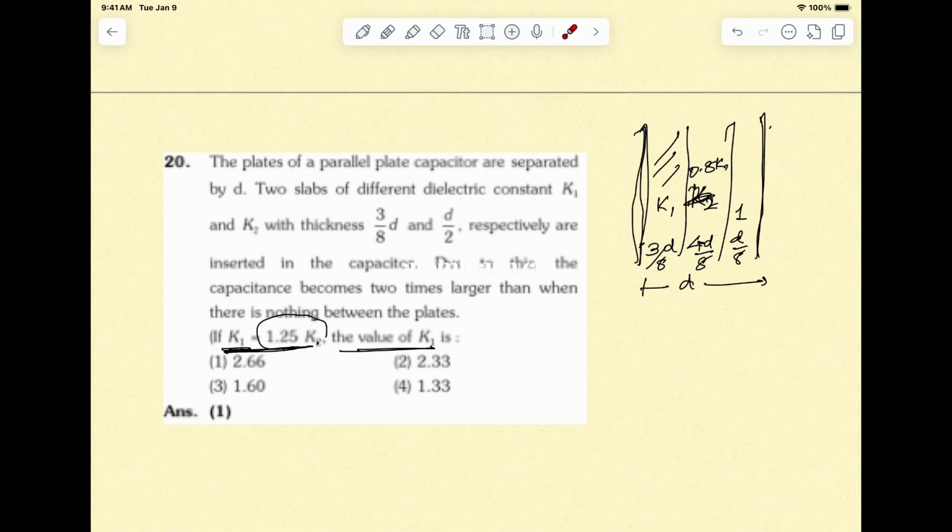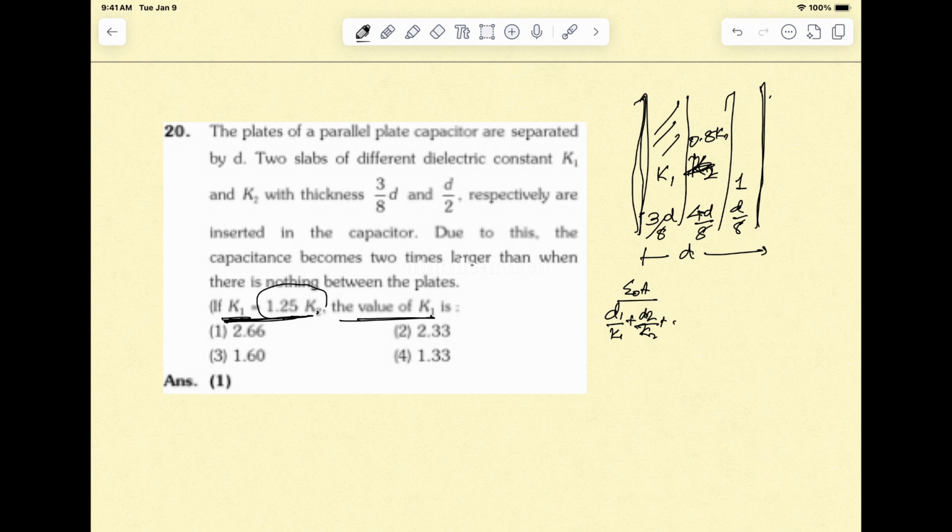The capacitor formula of course is epsilon naught A by, with the dielectric, d1 by k1 plus d2 by k2, etc. Therefore I'm going to write it here like this. The thicknesses are in the ratio 3:4:1, and the dielectric constants are in the ratio k, 0.8k, and 1.